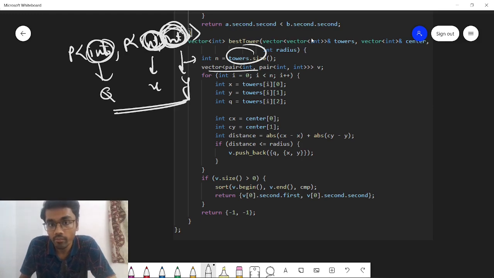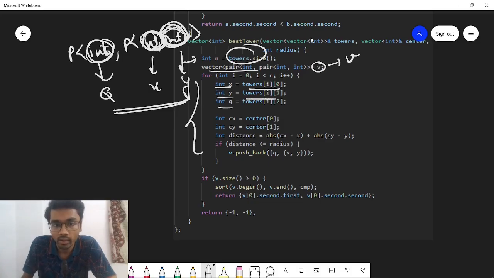So I have created a vector of pair of int comma pair of int comma int, and I have declared the name as v. I am iterating on each and every tower. I am getting its x coordinate, towers of i, 0. I am getting its y coordinate, tower of i, 1, and its quality factor, tower of i, 2. Then these are the center coordinates cx and cy, which is nothing but center of 0 and center of 1. Now I will be calculating the Manhattan distance.